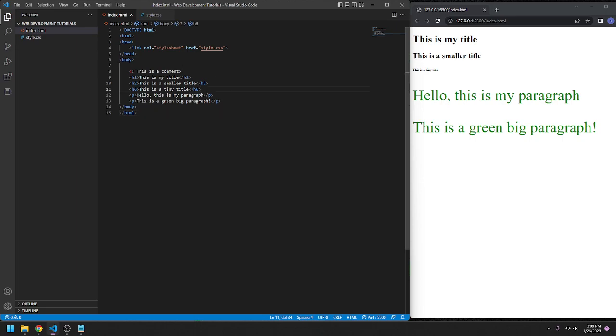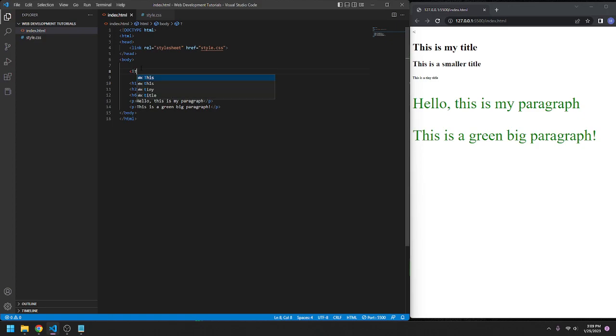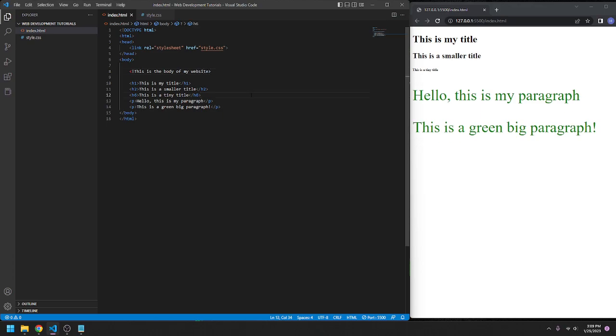So, I might go here. I might make a comment that says, this is the body of my website. The computer will completely ignore that, and you can keep it there to remember something for yourself. That's all the comment is.